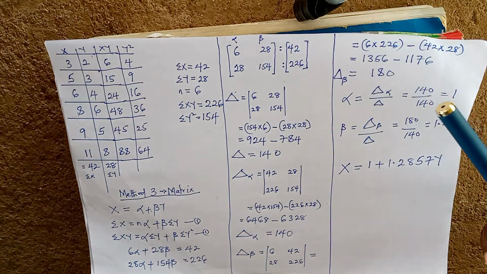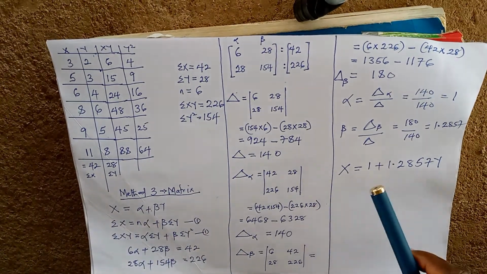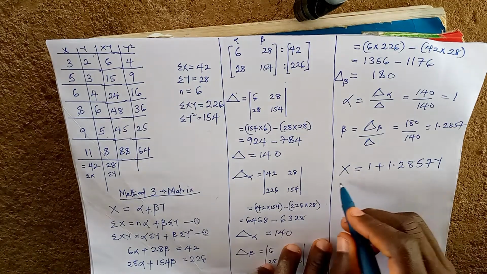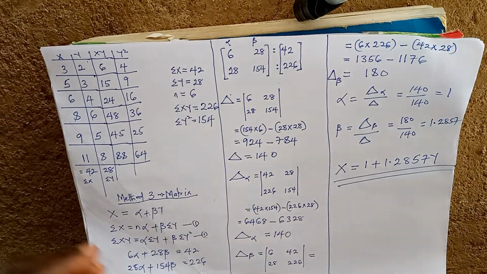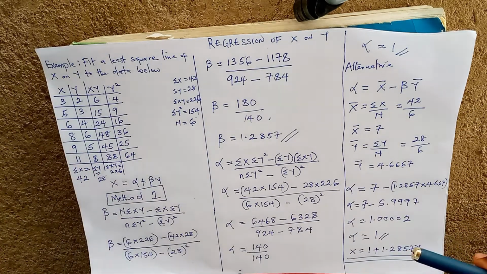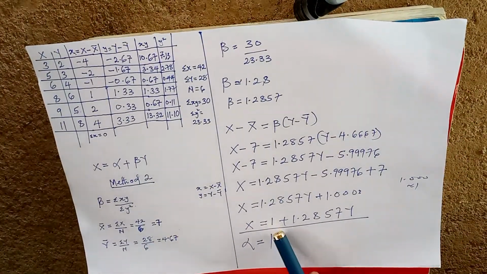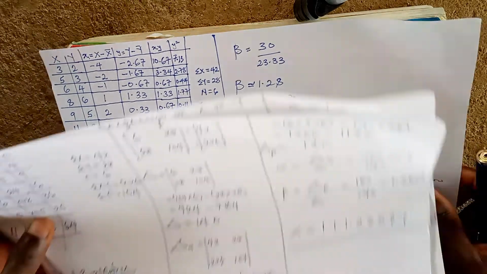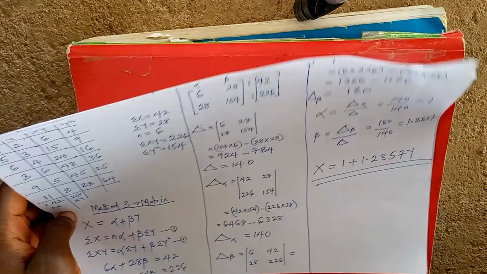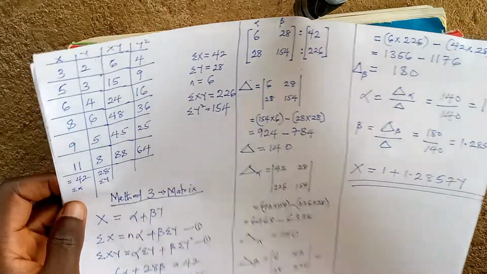Now substitute 1 and 1.2857 into the model. Therefore we have y equals 1 plus 1.2857x. That is our model, which is not different from the method we did the other time; we still have the same result. So those are the 3 methods of getting the simple linear regression of x and y. Thank you for watching.